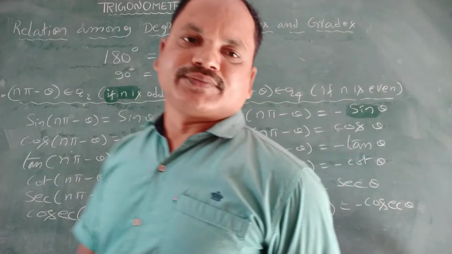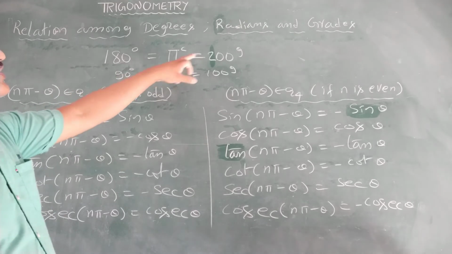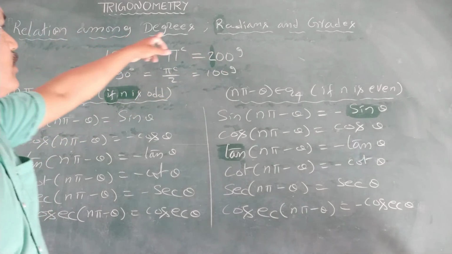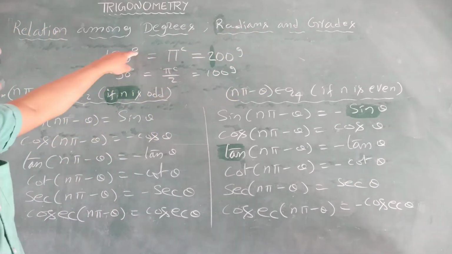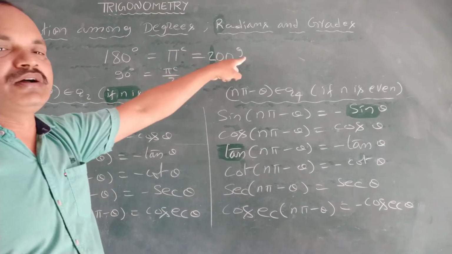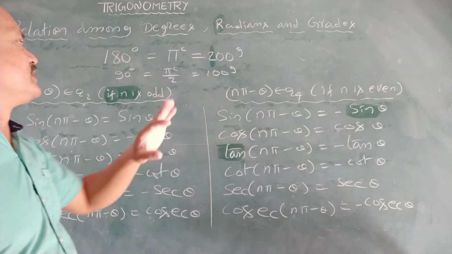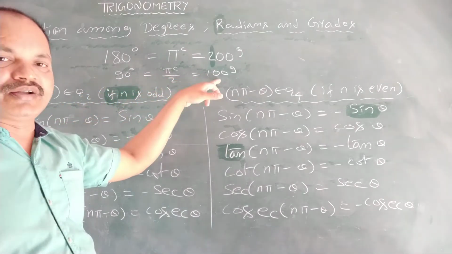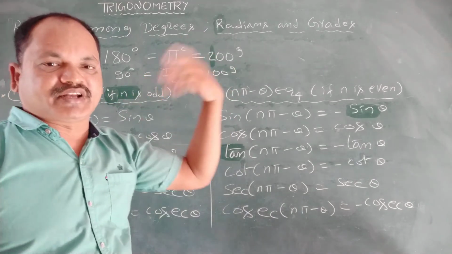Now we are going to the concept here. 180 degrees is equal to pi radians is equal to 200 grades. That means a relation among degrees, radians, and grades. So this is the degree symbol, this is the radian symbol, and this is the grade symbol. That's why 180 degrees is equal to pi radians is equal to 200 grades. And 90 degrees is equal to pi by 2 radians is equal to 100 grades. Of course, I can explain the questions on this concept in the next video.